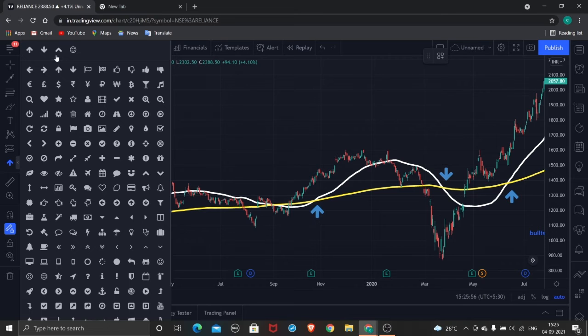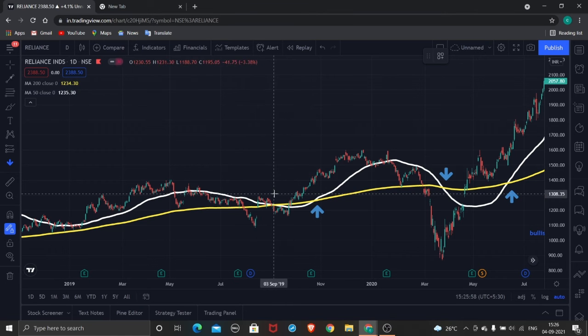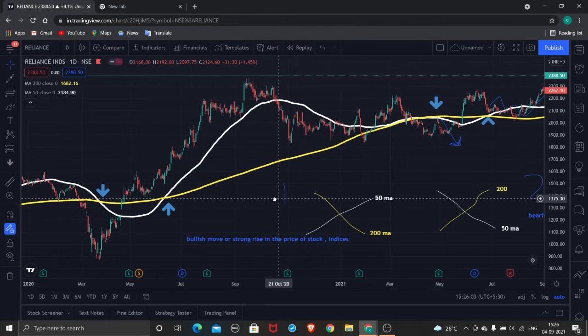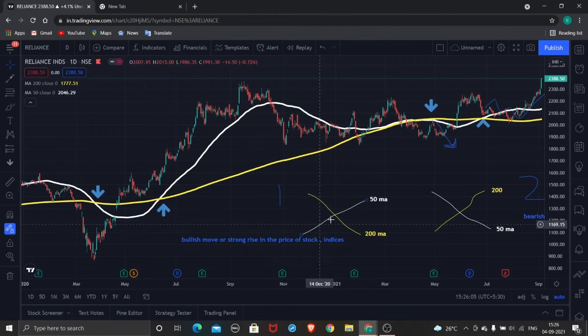Moving this thing. Okay, fine. Here is the point. Okay, let's verify. We have marked the point and we will turn to the same. The 50 moving average is white, the yellow moving average is 200. If the 50 moving average crosses the 200 moving average in an upward direction, this is a bullish move, or a strong rise in the price of a stock.